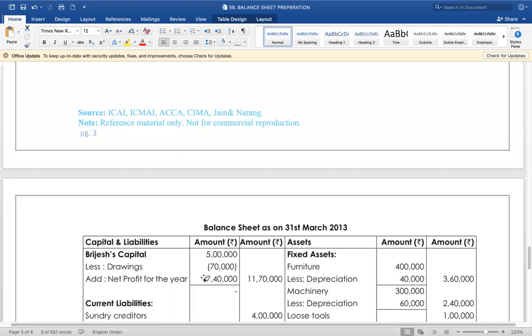Are you getting me? If it is a loss, then we would have deducted it. Net loss is deducted from the capital. Net profit is added. Look at this, the order. There's a capital of 5 lakhs and this fellow has withdrawn 70,000. Deduct this, okay? And if there's a profit made, add it. If there's a loss made, less it or deduct it. The net amount of capital is, I'm sorry, 11 lakhs 70,000 for this year in this case.